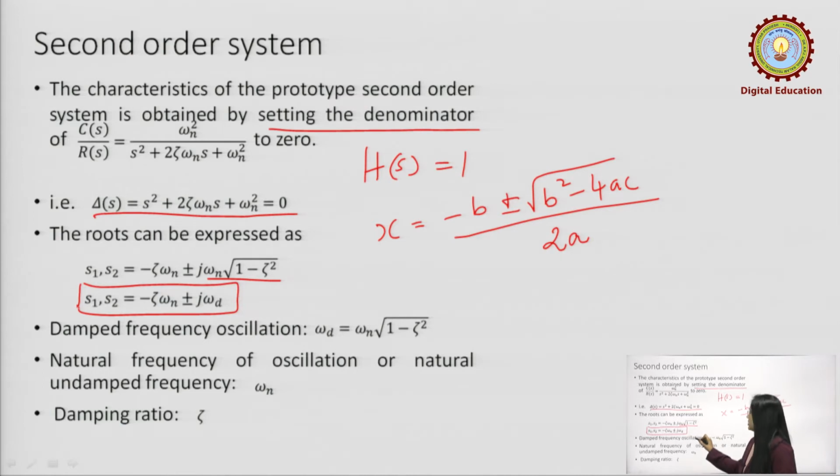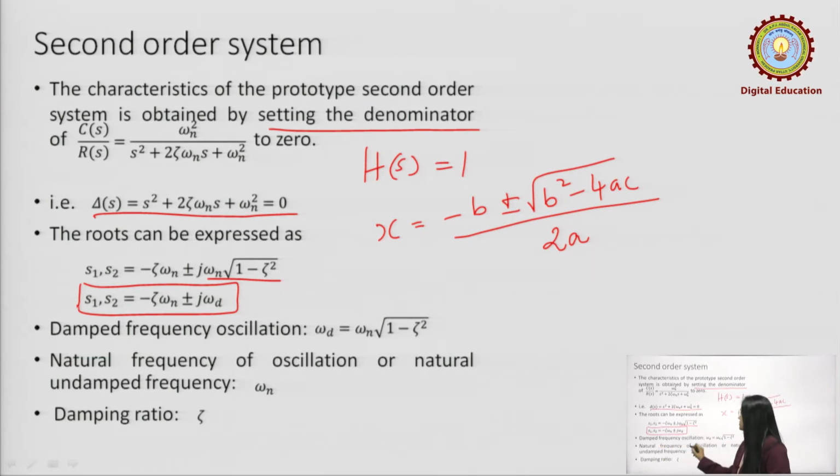Later we will look into why we call this a damped frequency of oscillation. We are now naming the term omega d as the damped frequency of oscillation, which is equal to the imaginary part of the root, that is, omega d is equal to omega n root of 1 minus zeta square.